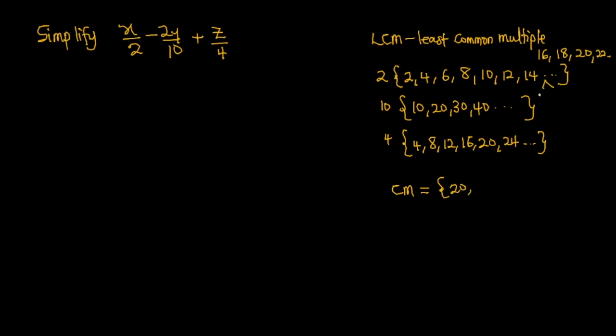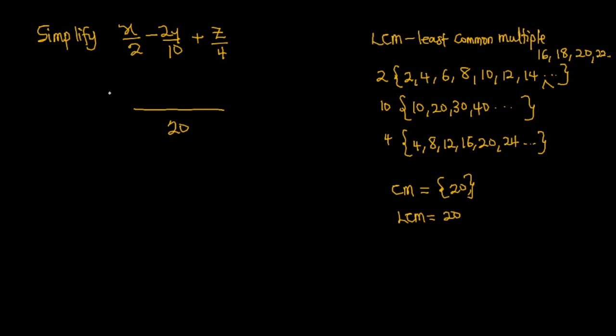If we were to continue writing this, we would get other common multiples. But since we already have the smallest one, this becomes our LCM, our least common multiple, which is 20. So it means they will all have a common denominator of 20. Now we need to express all these fractions on 20.